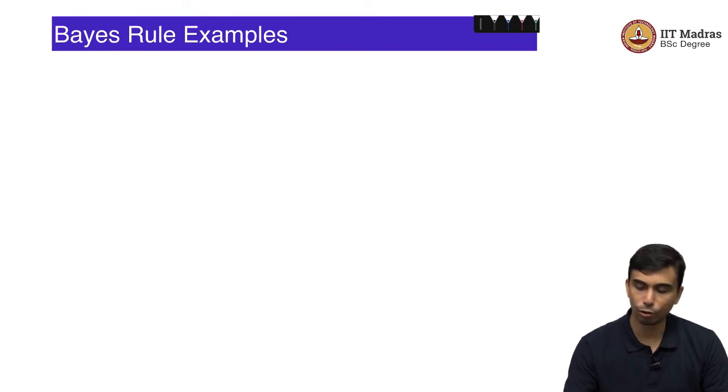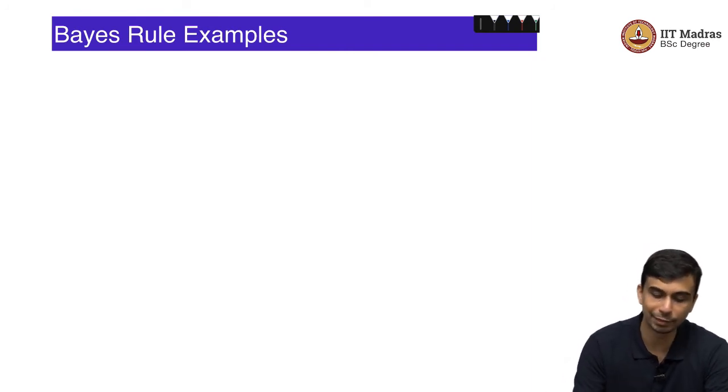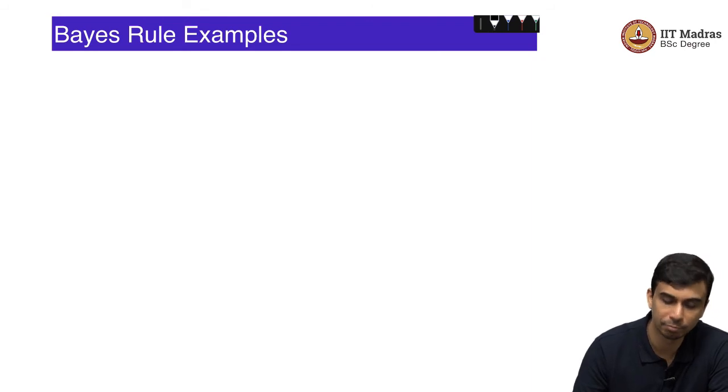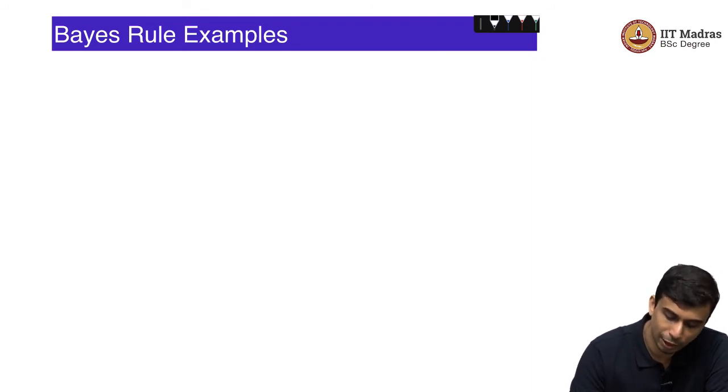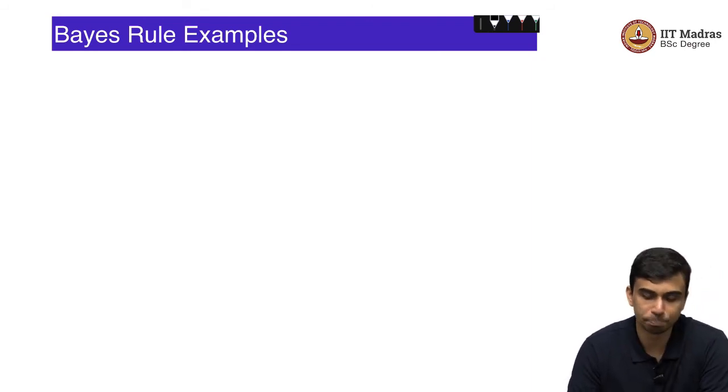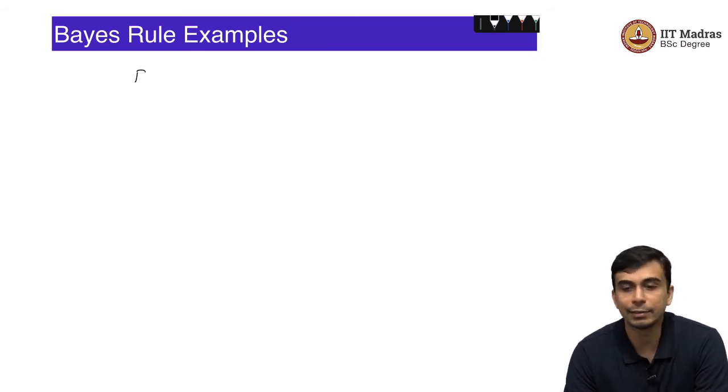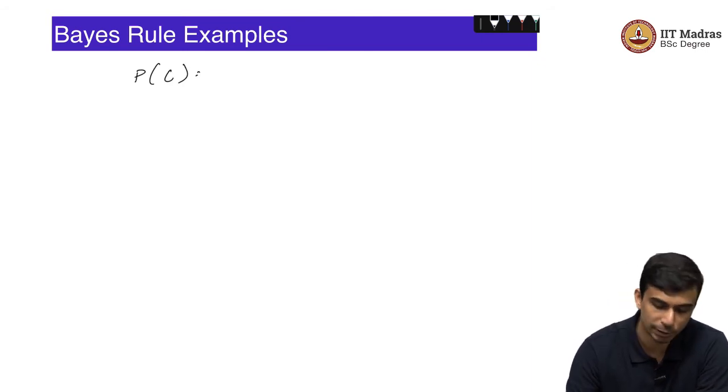Let's have one more example, which is pretty relevant in this timeline. Let's say you have 100 people in a room, and you know that the probability of any given person having COVID is, let's say, 1%. So let's say the probability of COVID is equal to 1%, so it's 1 by 100.